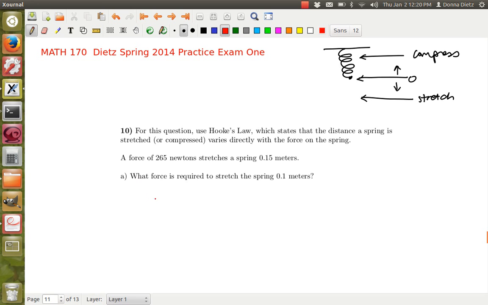Now it's just saying a force of 265 newtons stretches a spring 0.15 meters. What is the force required to stretch the spring 0.1 meter? How many newtons? You could just set up a ratio and solve for that, or you could do the following. These are both stretch questions.